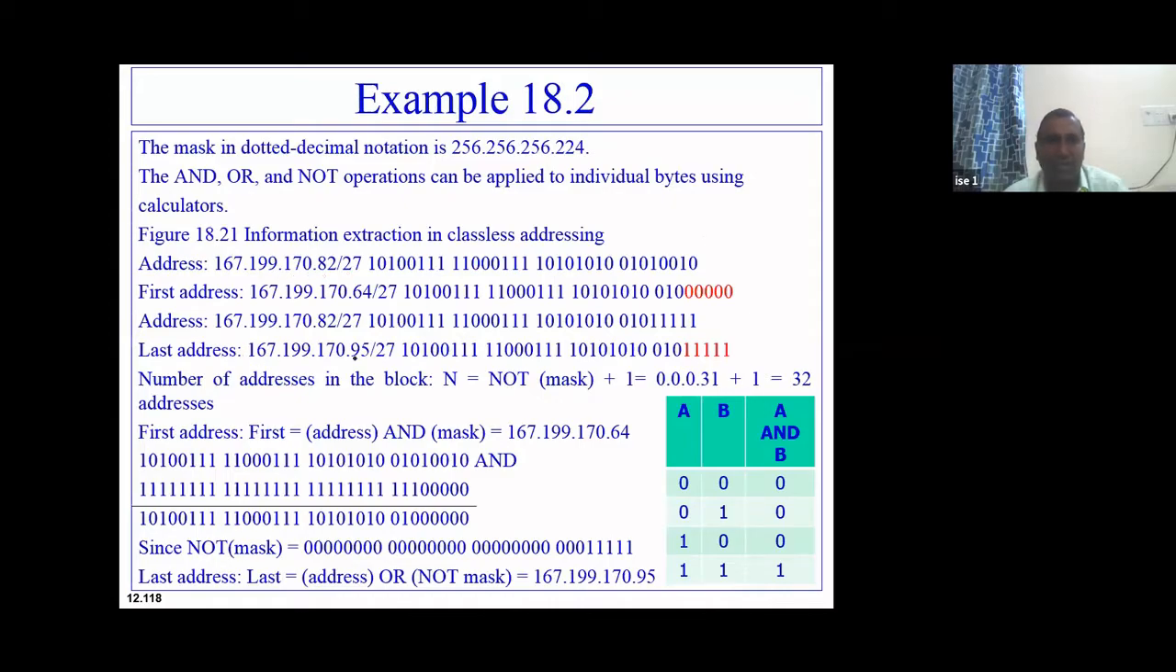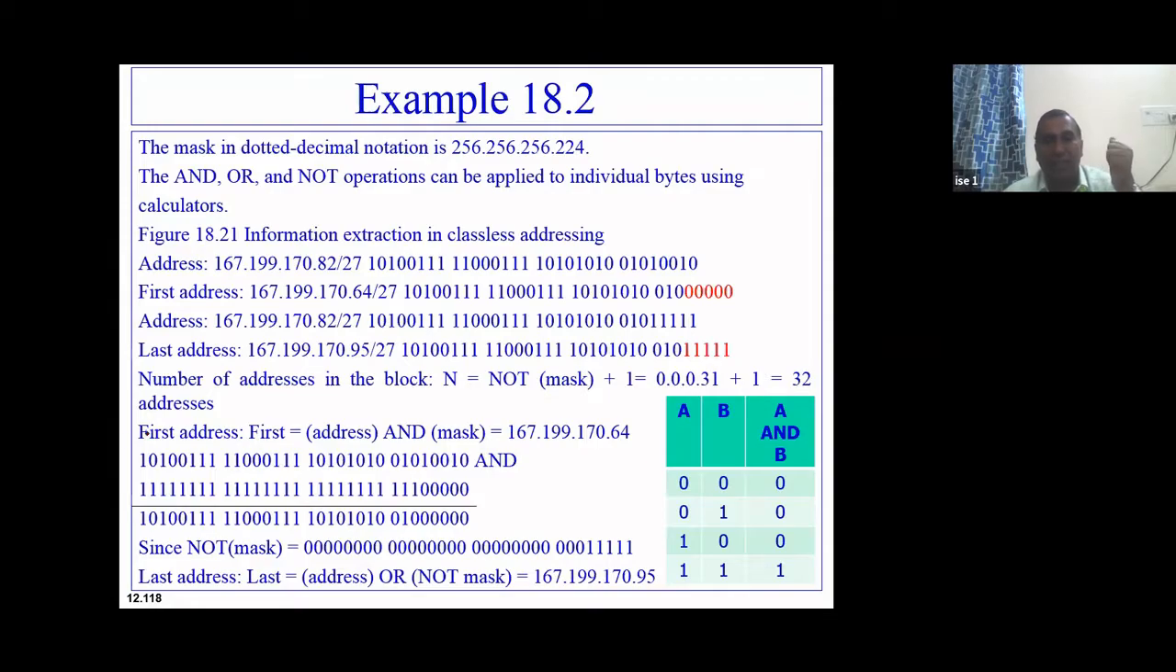Now I want to find the last address. So for the last address, again, the prefix does not change. You got the idea? And the last 5 bits are made 1, and the value I'll be getting is 95. So this is what we have seen, but now I have to do it by the second method.